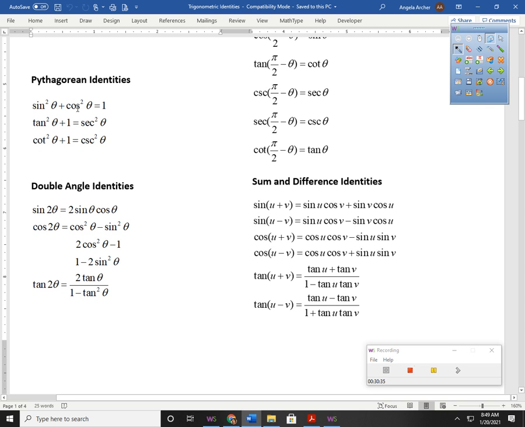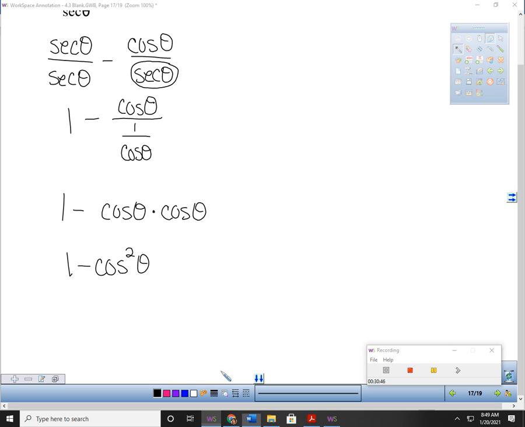So if you look at your Pythagorean identities, if I were to subtract the cosine squared, 1 minus cosine squared theta is sine squared theta. So I can take that and replace it with sine squared theta. And what was the other side? Sine squared theta. So I have shown that they are equivalent.